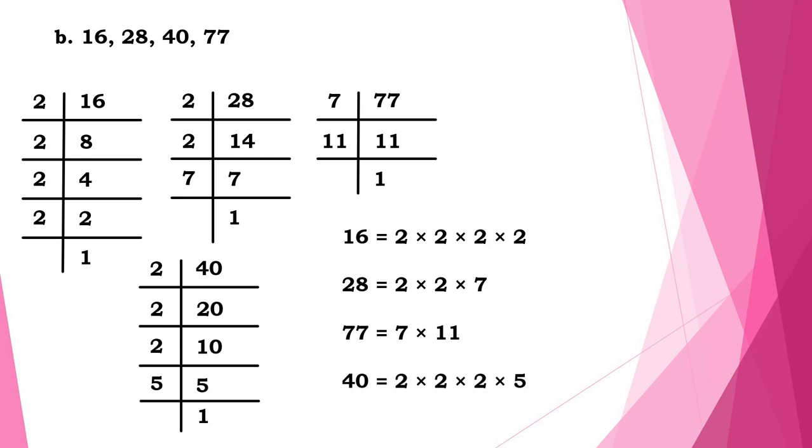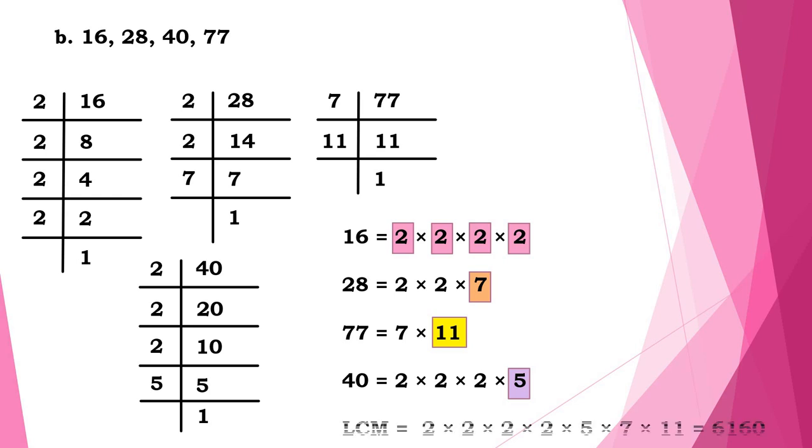Now what is the maximum number of 2's here? Yes, there are 4 2's in a single prime factorization. What is the maximum number of 7s? Only 1. Maximum number of 11s? Only 1. And 5? Only 1. So we'll take all of them. So the LCM will be 2 into 2 into 2 into 2 into 5 into 7 into 11. That is 6160.